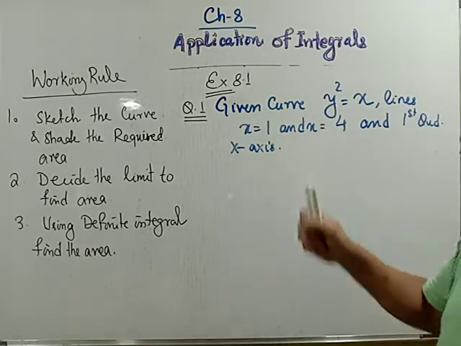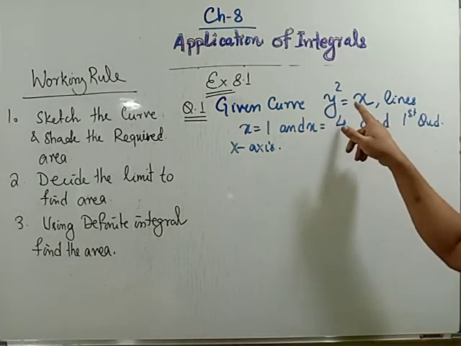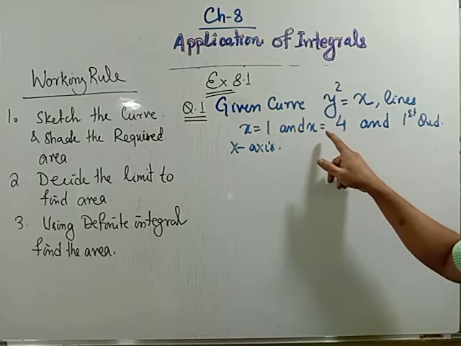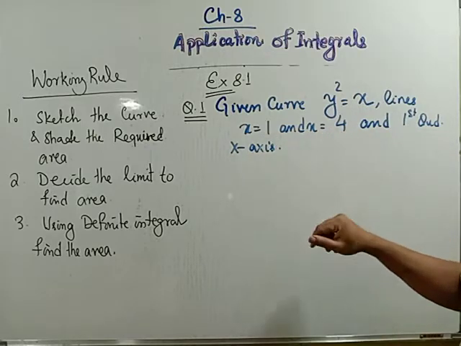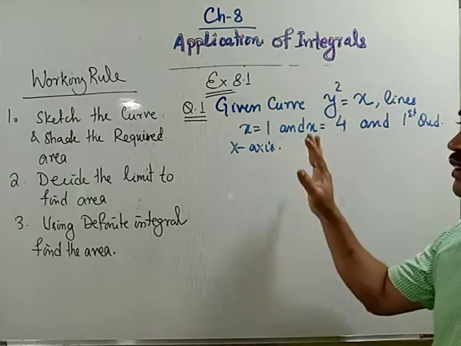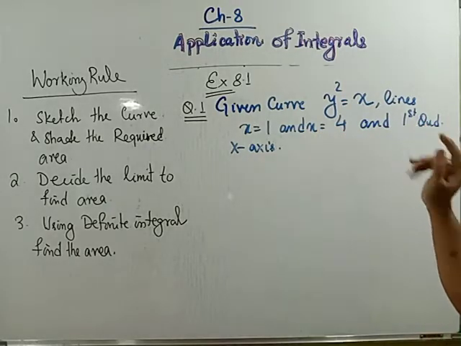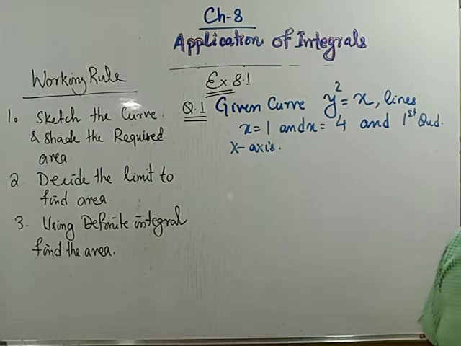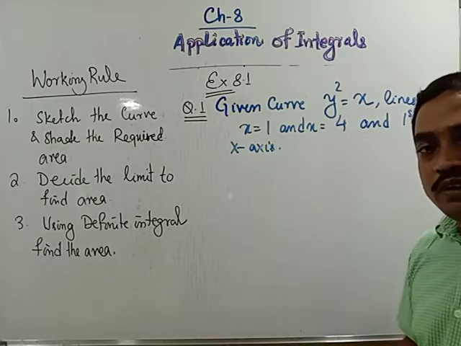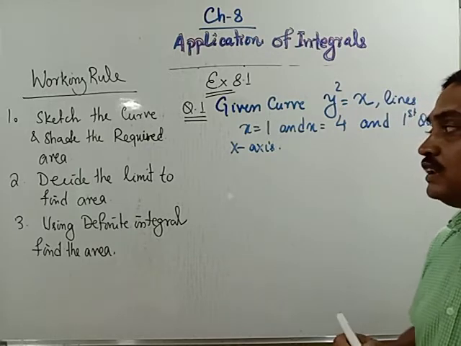Here is one question: the given curve is y square is equal to x, lines x is equal to 1 and x is equal to 4, and first quadrant, x axis. These are the things given, you have to find the area. Now step 1, as I told, you have to sketch the curve. y square is equal to x. Which curve is this?